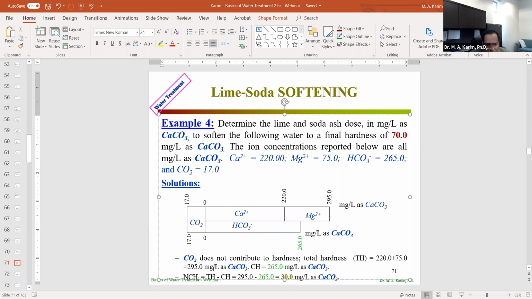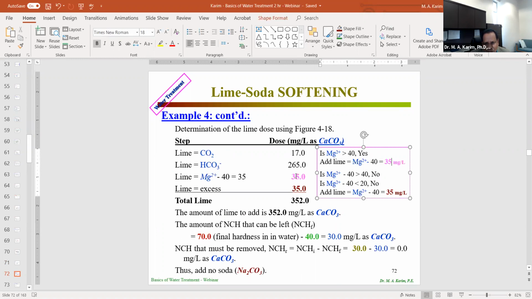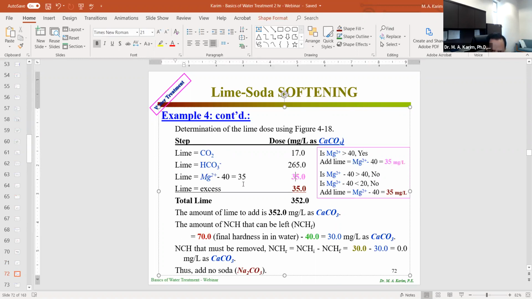Total hardness is 295, carbonate hardness is 265, so the initial non-carbonate hardness would be 30, right? In this case, olive color. I'm using the same colors. Then again, lime is the same as carbon dioxide, 17, and the lime amount is the same as the carbonate. Then the lime is magnesium minus 40. Since the magnesium is greater than 40, we add lime equal to magnesium minus 40, which is 35 milligram per liter. That means this color is coming here. Then we are not done yet. So magnesium minus 40 is 35, right?